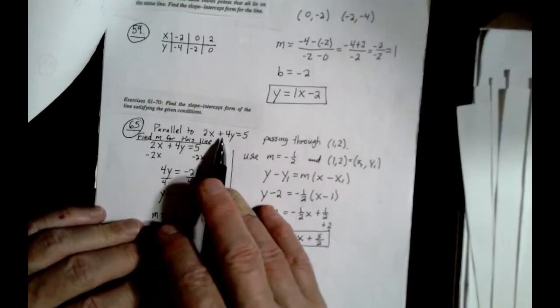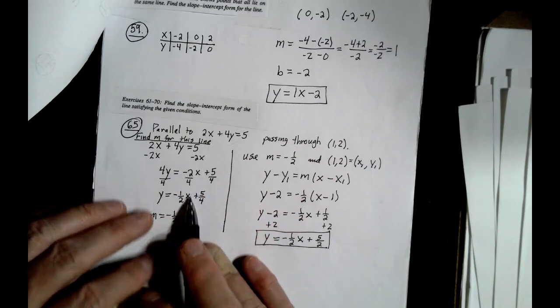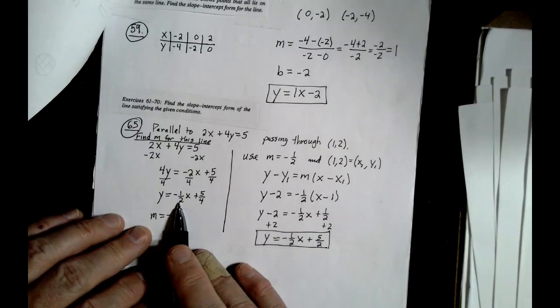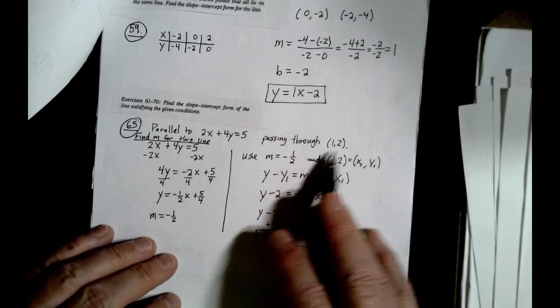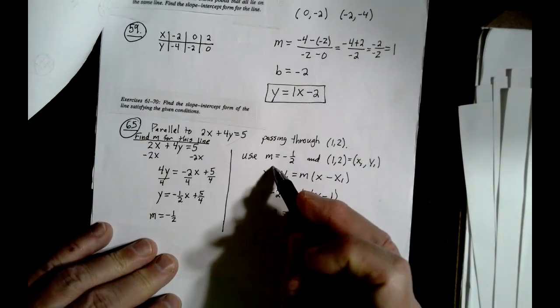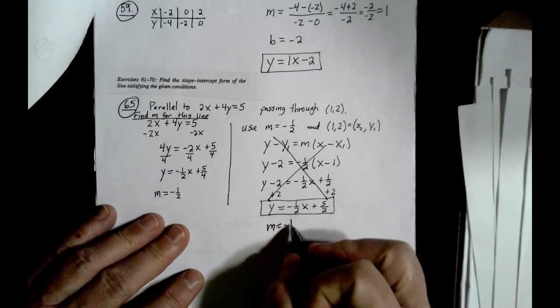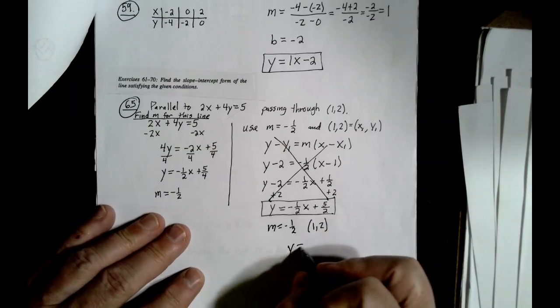Okay, you want it parallel to this line. So we want to find the slope for this line. So let's find this line's equation first, with slope of -1/2. So we want to use the same slope of -1/2, and it's going to pass through that point. Now you don't have to do it this way. You can say m equals -1/2 and the point (1, 2), and plug it into this equation.